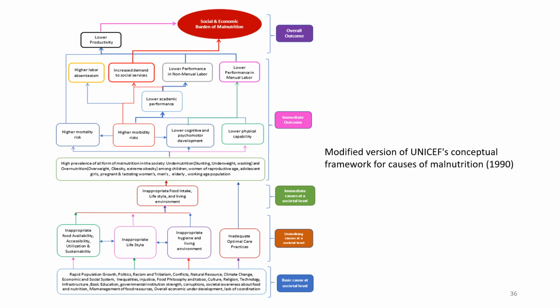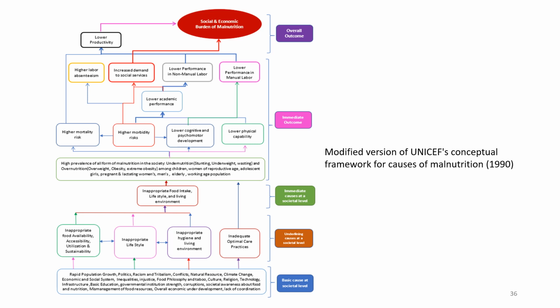And when this framework is developed, I categorize the causes of malnutrition as basic causes at a societal level, underlying causes at a societal level, and immediate causes at a societal level. And all these immediate, underlying, and basic causes have a result in the form of immediate outcomes and also overall outcomes in societies.